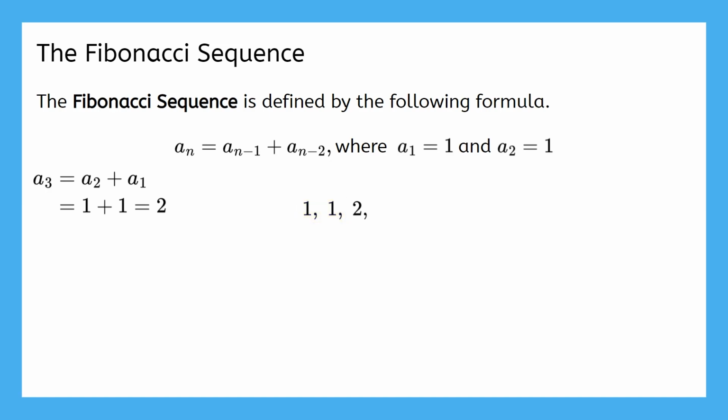For the next number, the pattern is the same. We'll take the two numbers, the one we just found and the one before that, to get the answer for a4. We have 1 plus 2 equals 3. Next, we'll do 2 plus 3 to get 5, and then this pattern continues. Can you find 4 more? Pause the video and give it a try.